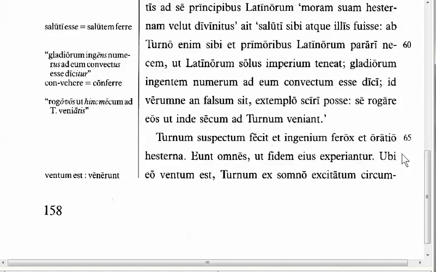The next new feature is in line 80. So let's move ahead.